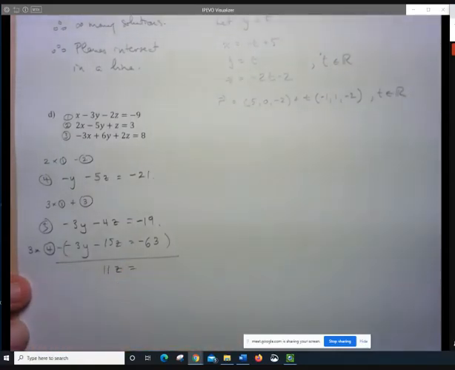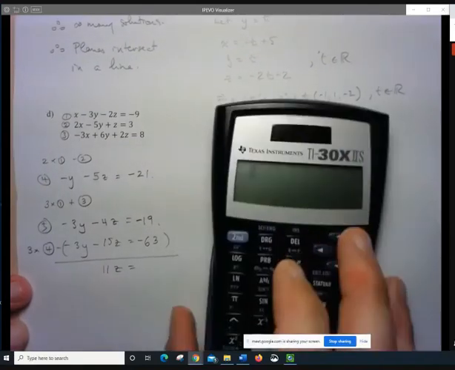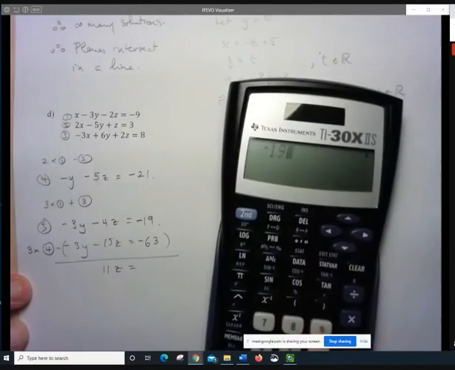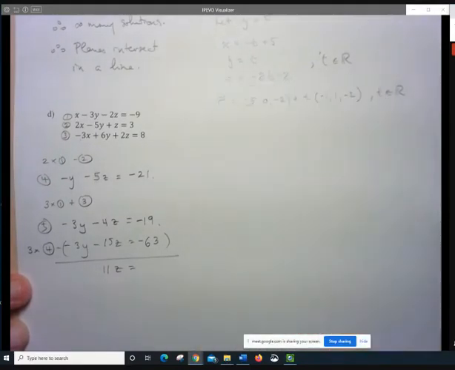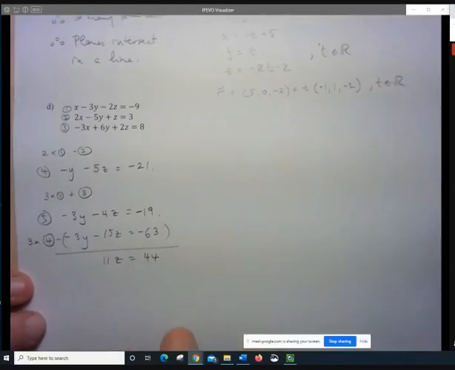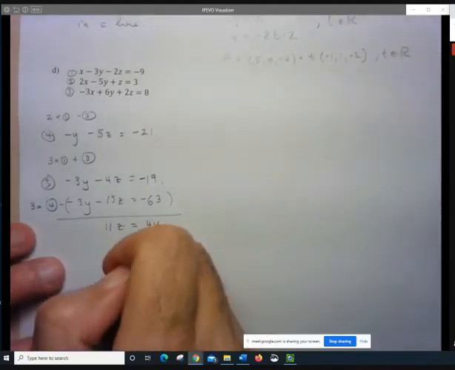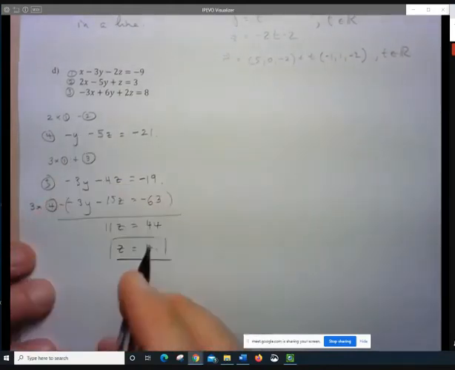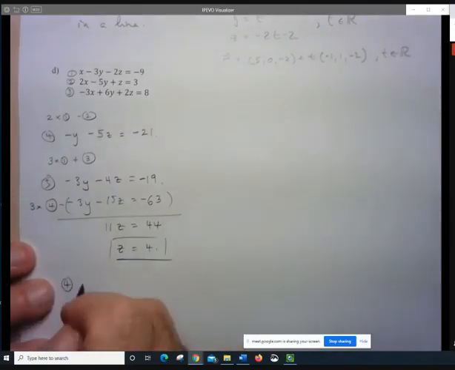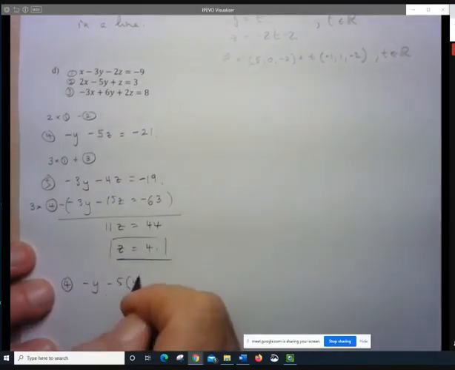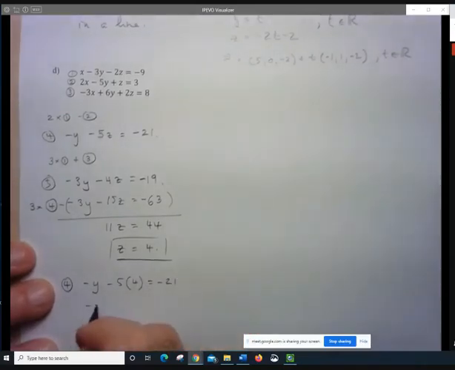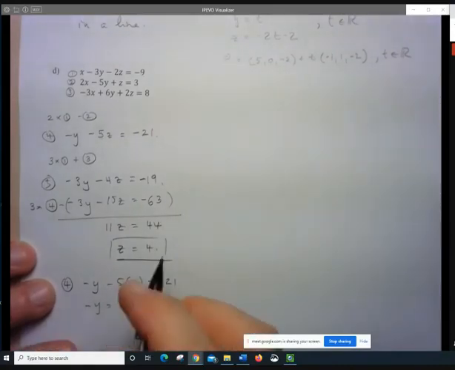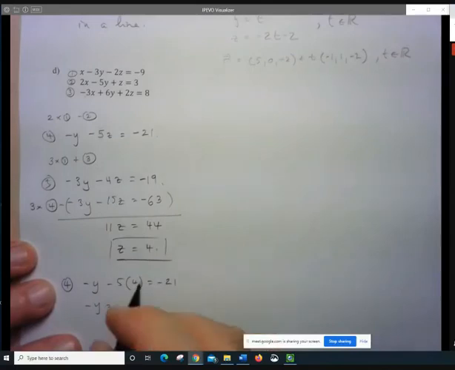And since I already made one silly mistake, I'm not going to take a chance on making another one. So negative 19 plus 63 is 44. Okay, Gene, these things are all chosen to work out really nicely. So z is just equal to 4. Okay, so once I have that, I can go back to this equation and determine y. So negative y minus 5 times 4 is equal to negative 21. So negative y is equal to negative 21 plus 20. So negative 1. So y equals 1.